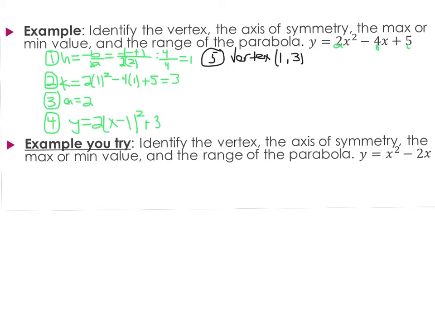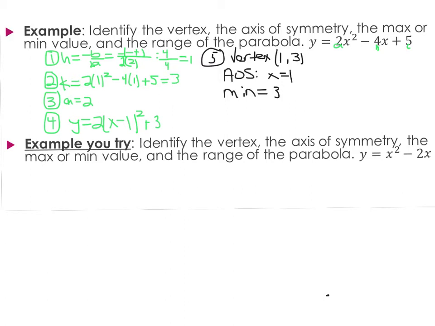It says we're going to find the axis of symmetry. Our axis of symmetry is the vertical line x equals 1. Remember, it's the line x equals h. Now, does this parabola open up or does it open down? Because the a value is positive, it's going to open up, which means we have a minimum value when the y value is 3. Remember, the min or max is always located at the k value.